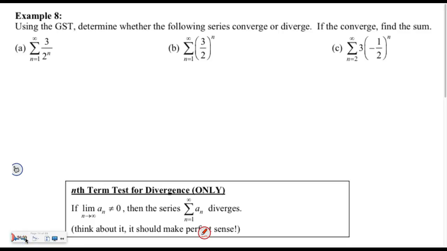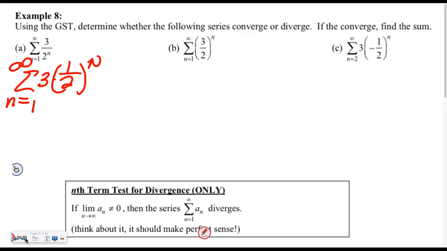Is this a blank page or what? Okay. So this one right here, first thing you do is you need to write it so you can see the powers of n. So this is 3 times 1/2 to the n. That's how I would write it. Do a little rewrite. By the way, limit goes to 0. All that tells me is that it might converge.